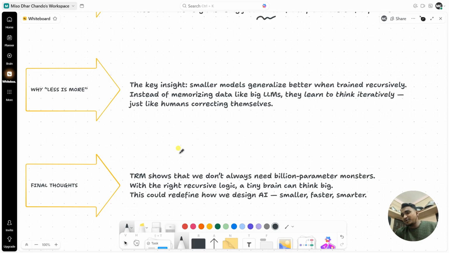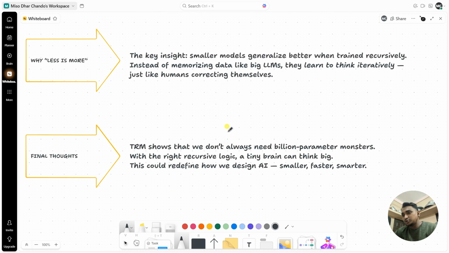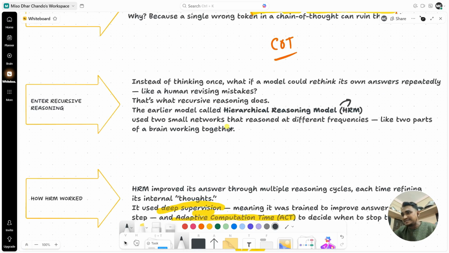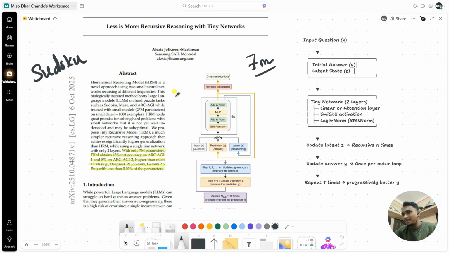Now, what are my final thoughts? TRM shows that we don't always need billion-parameter monsters. Yes, we don't need them. With the right recursive logic, a teeny brain can think big. So this could redefine how we design AI: smaller, faster, and smaller so that everyone can easily use it. So this is a breakdown of the paper called Less is More: Recursive Reasoning with Tiny Networks, in a simple manner. That's it from my side.